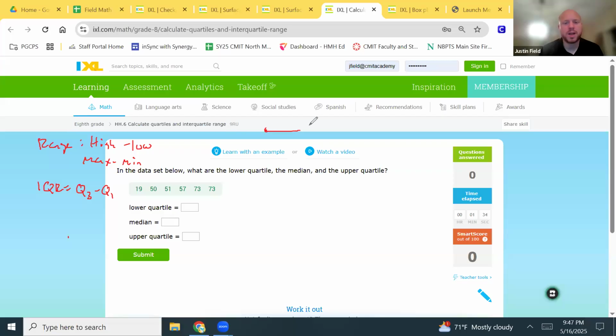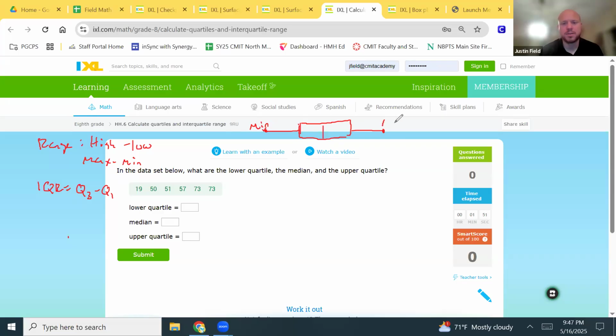So a box plot is a way to represent data in a visualization. So our minimum goes at the bottom of the left whisker.